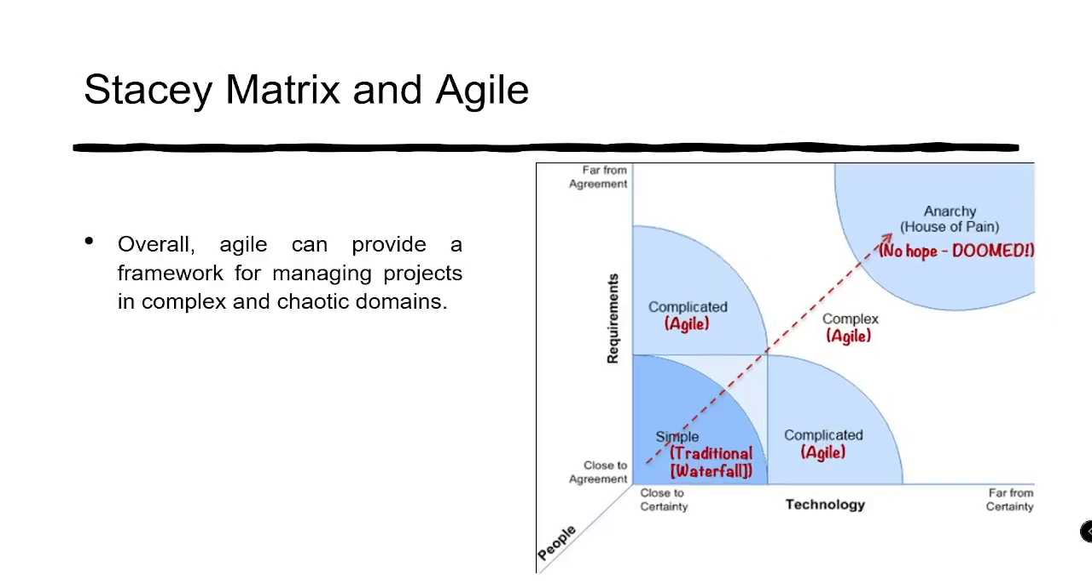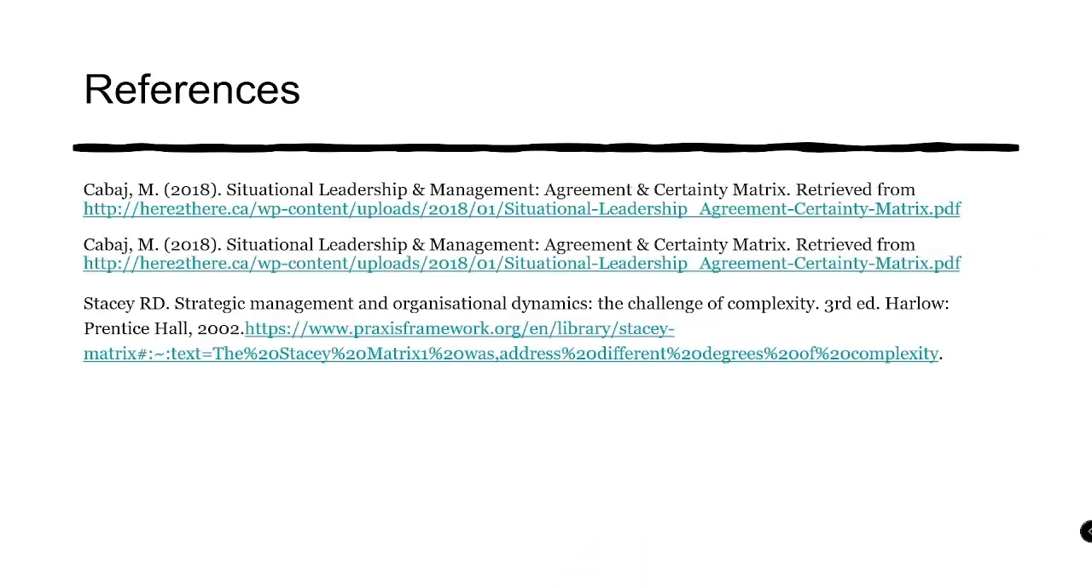Next slide, please. If I want to sum up all that I have said, overall, the Stacey Matrix can be a useful tool to help teams determine the appropriate approach to take for a given project or situation, and agile methodologies can provide a framework for managing projects in complex and chaotic domains. Another slide, please.